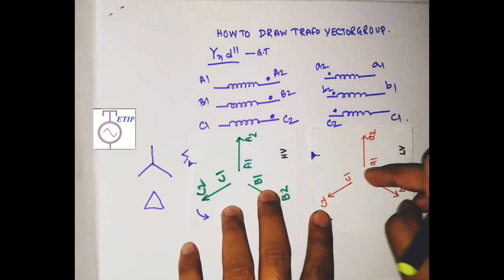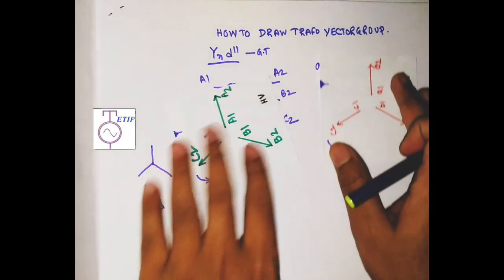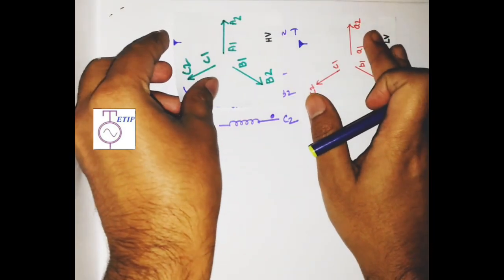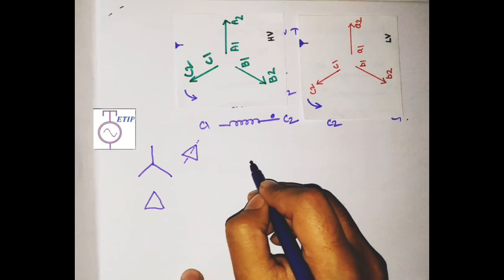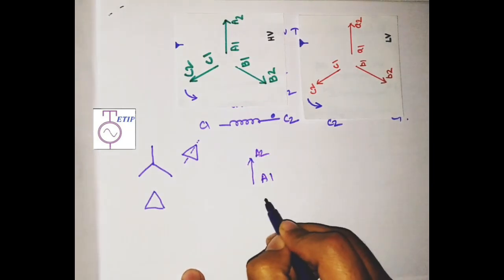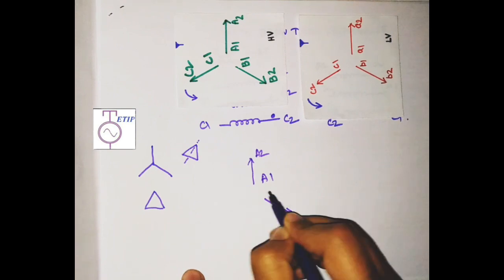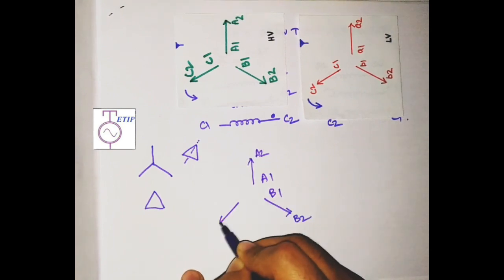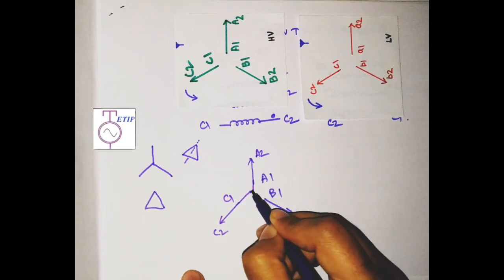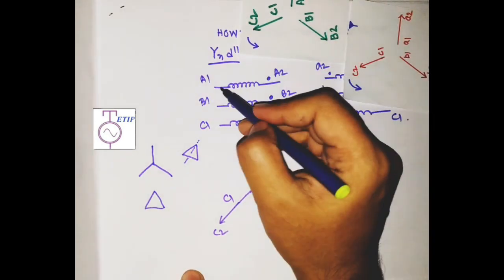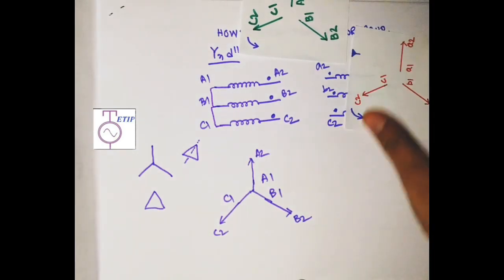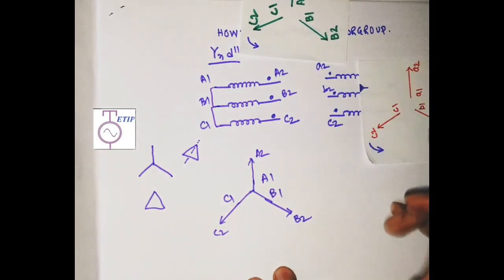Now check how the connection will be made. So I have got the vectors like this. See, this is my A2, A1, B2, B1, C2, C1. I can simply short these three. So short A1, B1 and C1. Now see how the delta will be formed.